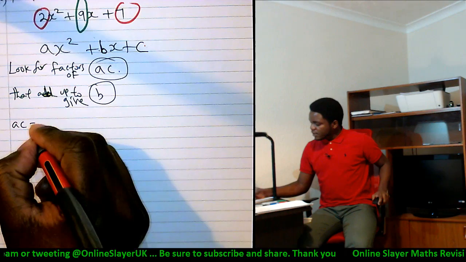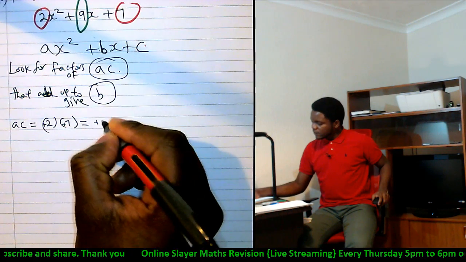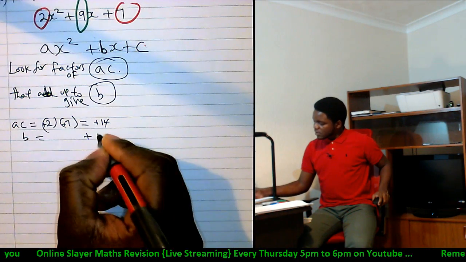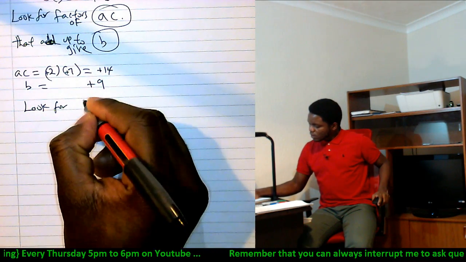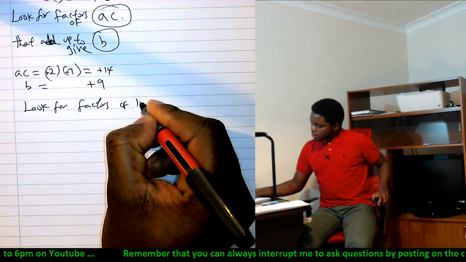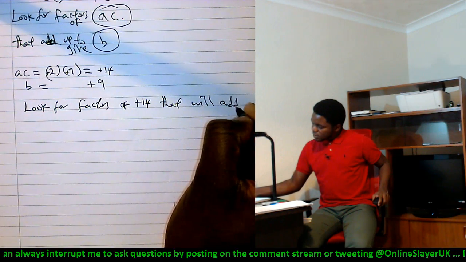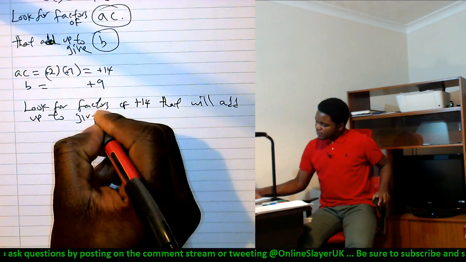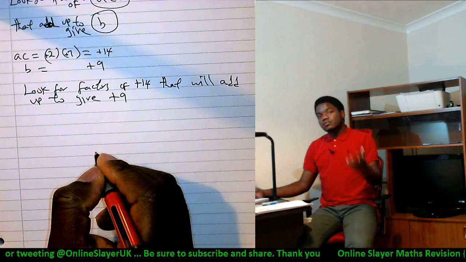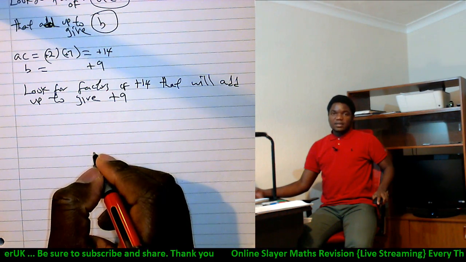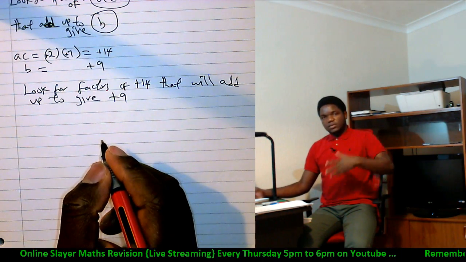So AC here is 2 times 7, so that gives you plus 14. And B is plus 9. So we are looking for factors of plus 14 that will add up to give plus 9. Now, it's quick and easy if you know all these factors at the back of your mind. And if it's not at the back of your mind, we can look for a short way of doing that. But let's assume it's straight away 14.